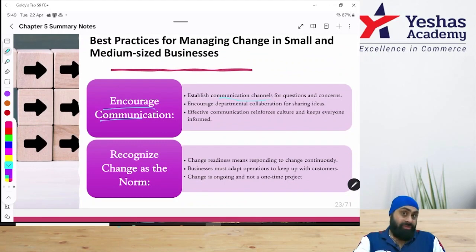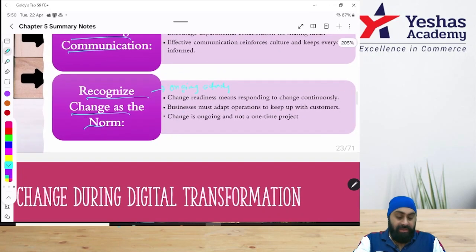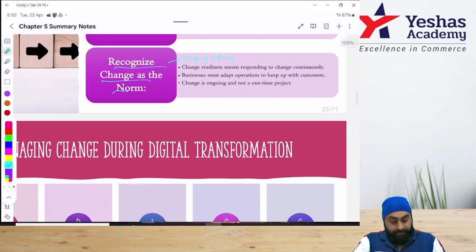Communication is the key for change. If you don't communicate with your employees, they will not feel supported and they will not support your idea of change. Communicate the necessity of change. Recognize change as a norm. Change is an ongoing activity. It is not a one-time process. It will keep on going. You have to keep on doing it every time. So it's an ongoing activity.